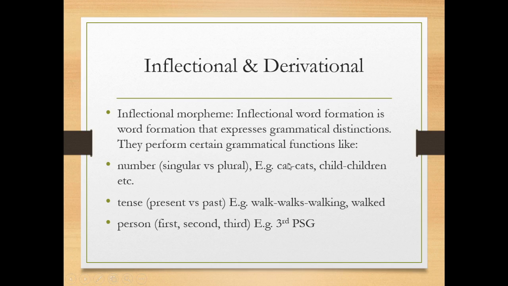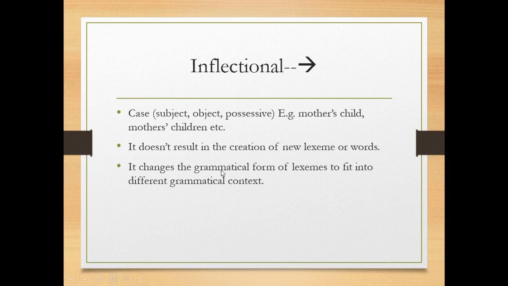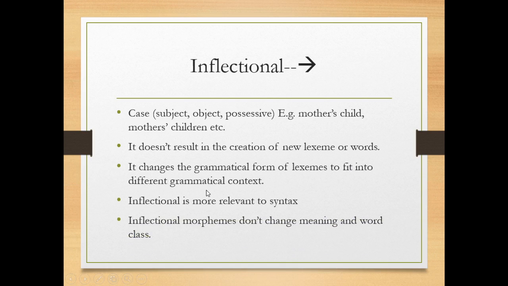If a morpheme is singular, an inflectional morpheme can make it plural. It can change its tense. If a morpheme is in present tense, it can make it continuous, in progressive aspect. Look at the possessive case. This attached morpheme has not changed the meaning of this word. It has only shown the possession. It does not result in the creation of new lexical words, as I told you before, and it changes the grammatical form of lexemes to fit into different grammatical contexts.